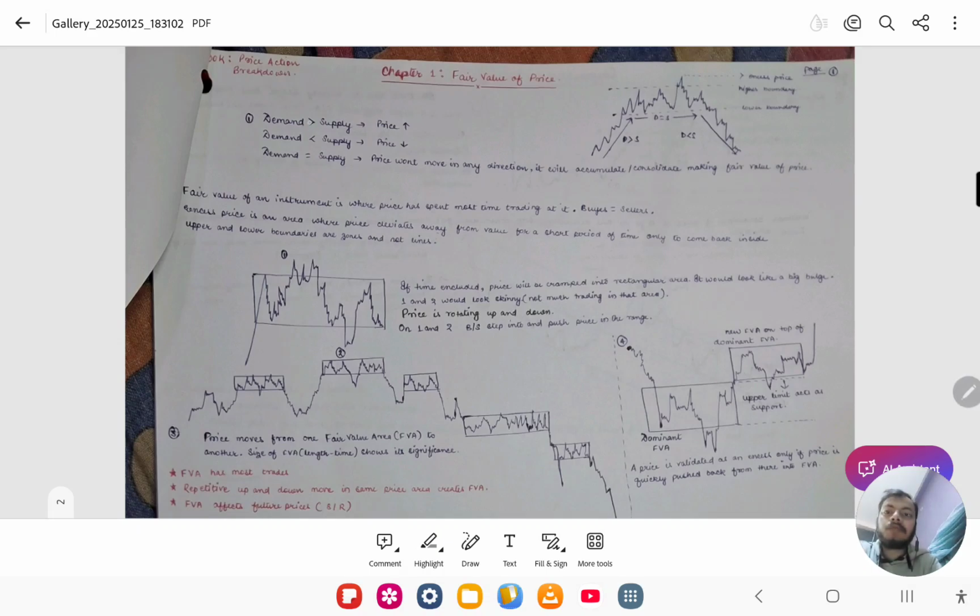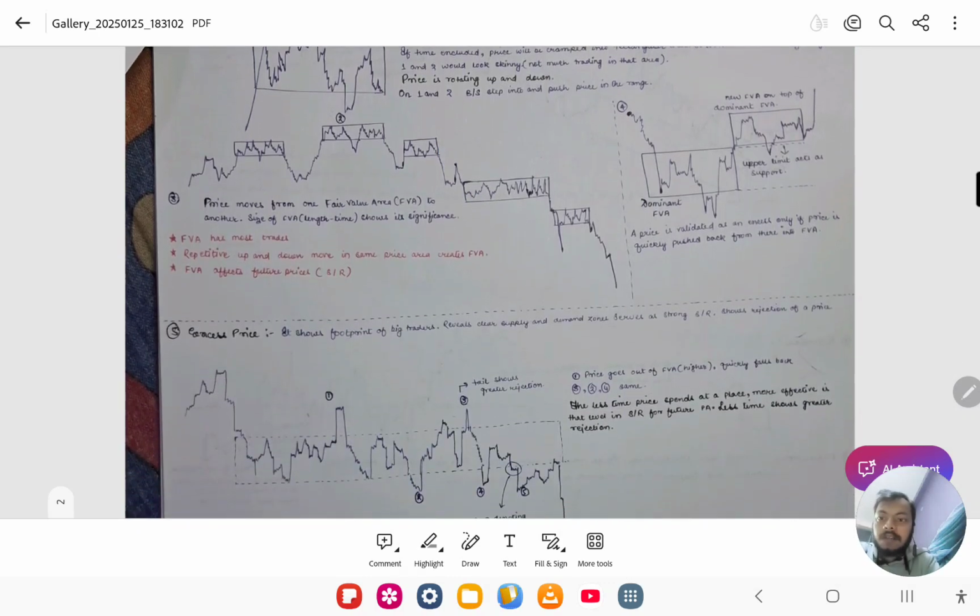Earlier we had studied that when demand is greater than supply, price goes up. When demand is less than supply, price goes down. And when they are in line, price is equal to supply is equal to demand. Price won't move in any direction. It will accumulate or consolidate, making fair value of price.